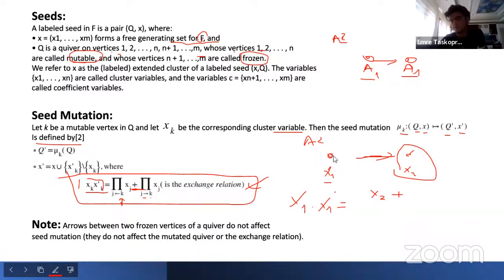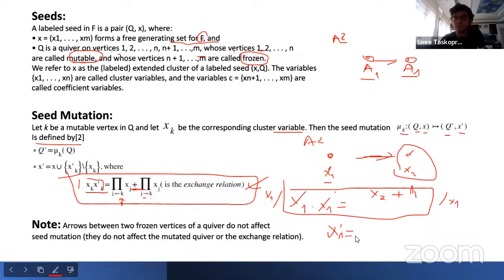Is there any arrow that is coming to x1 at the moment? Like, I can't see any arrows coming. So we write 1. Then this will give us our exchange relation. However, in order to find x1 prime, our mutated seed, we need to divide both sides by x1, and this will leave us with x1 prime equals x2 plus 1 over x1, and this will be our new cluster seed.